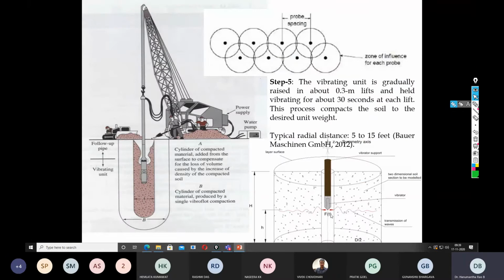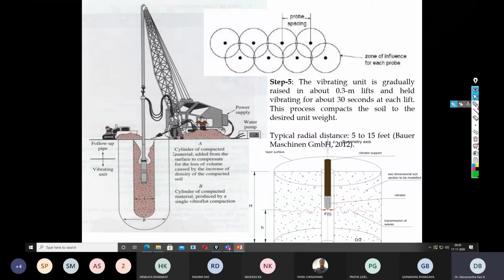Here you can see this slide talks about the zone of influence. As we can see from the left side picture, there are two zones shown here. The red hatched portion is zone A, a cylinder of compacted material under fluidized condition, or within this zone the backfilling is done. And there is another zone whose width is B. This is a cylinder of compacted material produced by single vibroflot compaction.